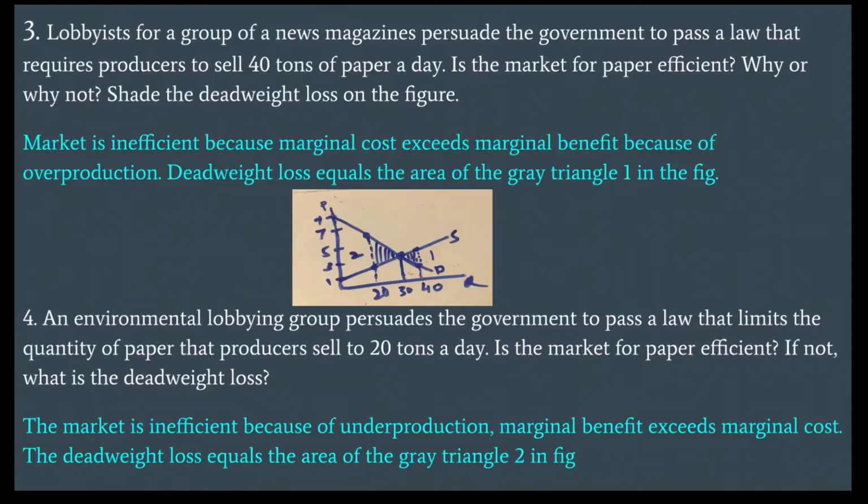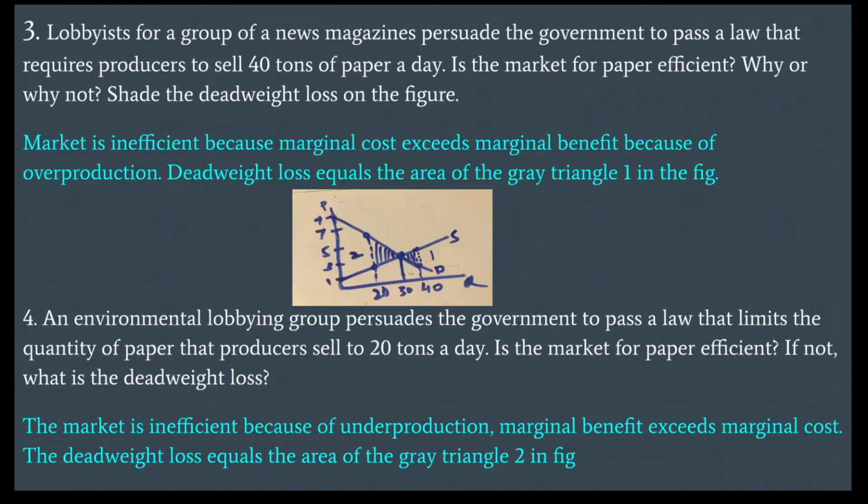The fourth is, an environmental lobbying group persuades the government to pass a law that limits the quantity of paper that producers sell to 20 tons a day. Is the market for paper efficient? If not, what is the deadweight loss?